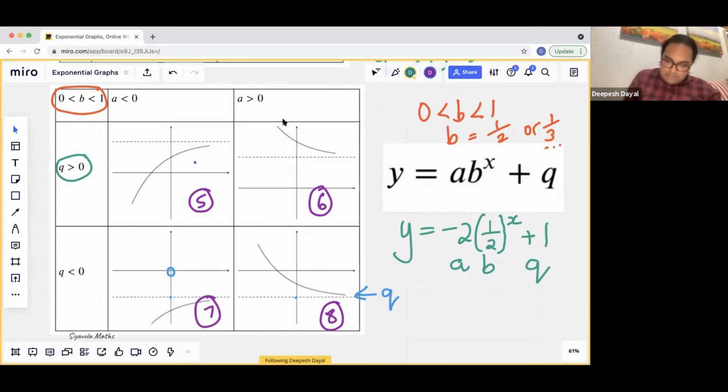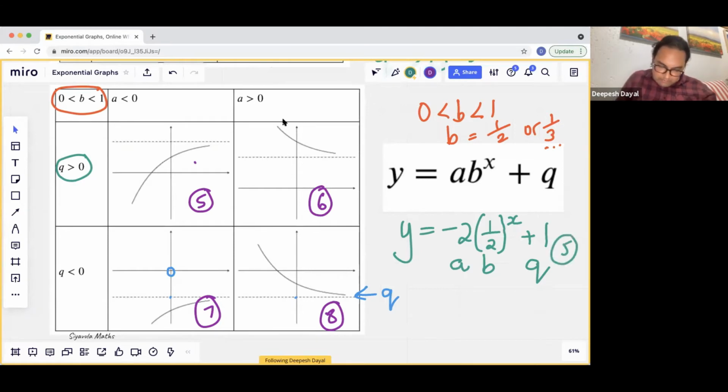Okay. So look at this first one. A is less than 0 and Q is positive, right? So it has to be this graph here. So it is number 5. Is that okay, Marilyn? What's happening, Adam? I see you've got a strange sign there. Is that okay, Adam? Let me know. So this is number 5, right?